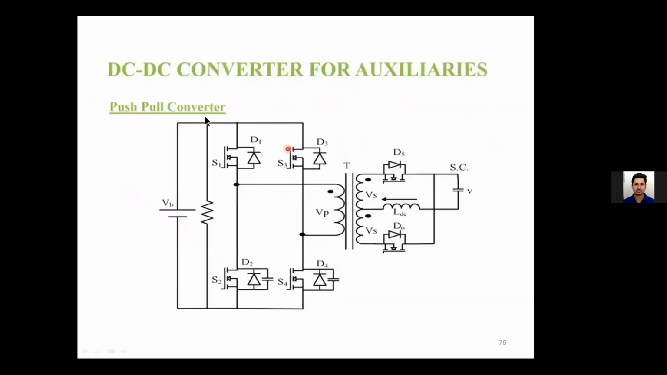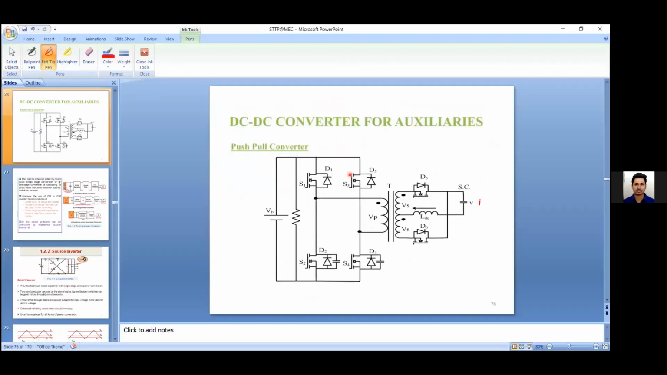Next is the push-pull converter. You might have observed this particular configuration is used for charging the auxiliary components like headlamps, airbags, and so on, where the output voltage is only 12 volts. But here, this is your battery voltage, which is relatively high. It may be greater than 200 volts or so, depending upon the type of vehicle. So the 200 volts needs to be stepped down. We need to reduce it to 12 volts. So this is one such configuration where it's possible.